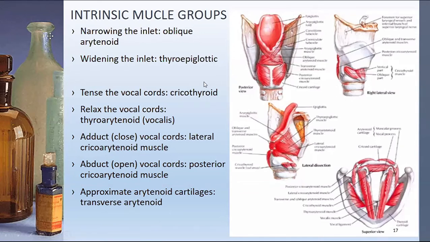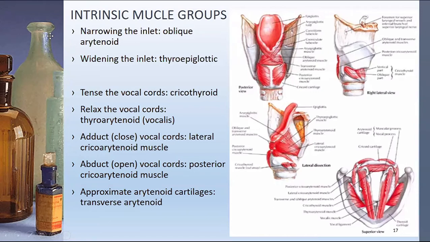Next is the thyroepiglottic muscle, which widens the inlet. The thyroepiglottic muscle is located here. It's below the inlet, no? So when you contract it, it opens it wide. It opens it wide when it contracts, okay?